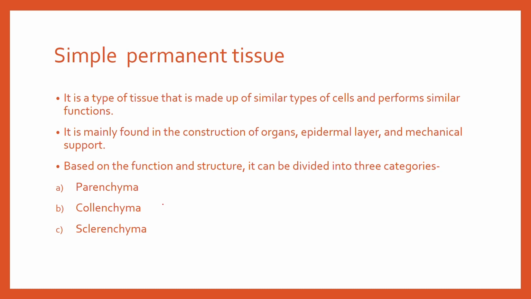So based on the function and structure it can be divided into three categories: parenchyma tissue, collenchyma tissue and sclerenchyma tissue. So we will be talking about parenchyma, collenchyma and sclerenchyma one by one.